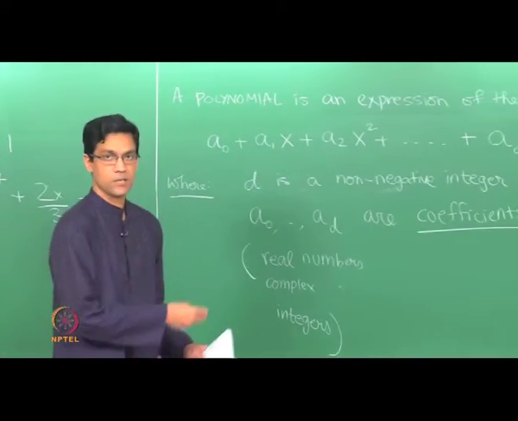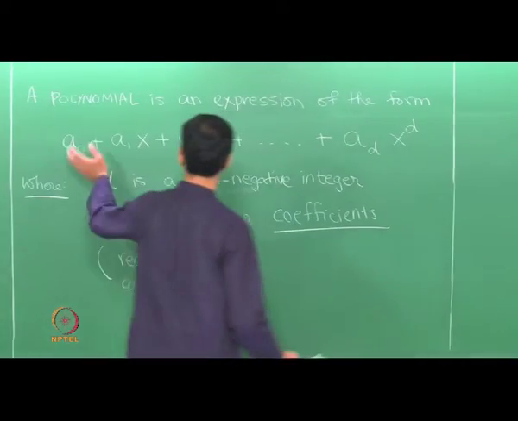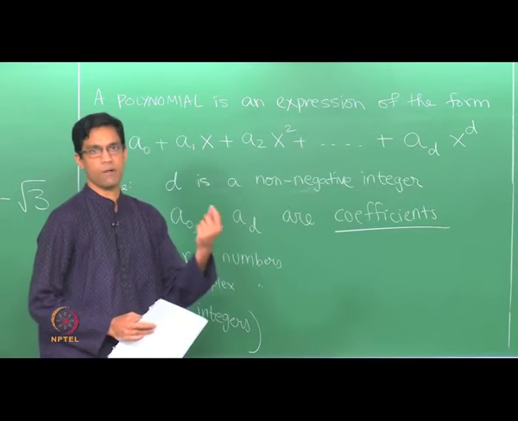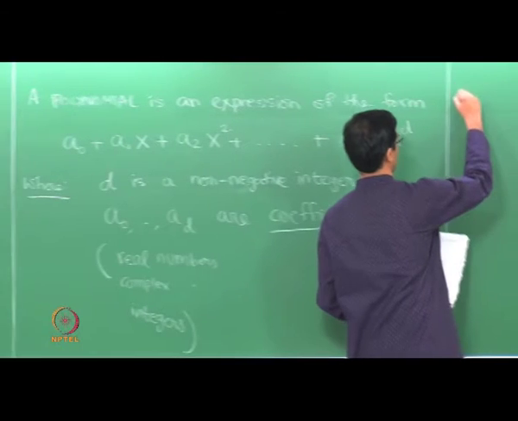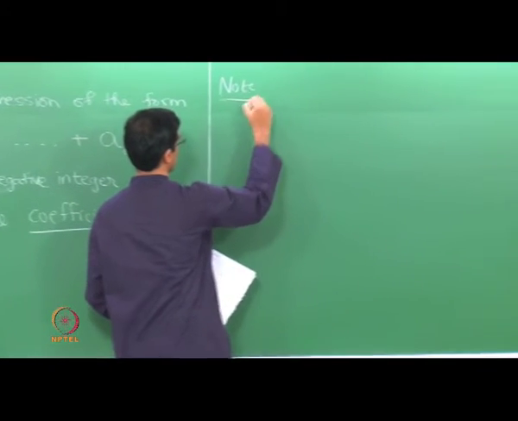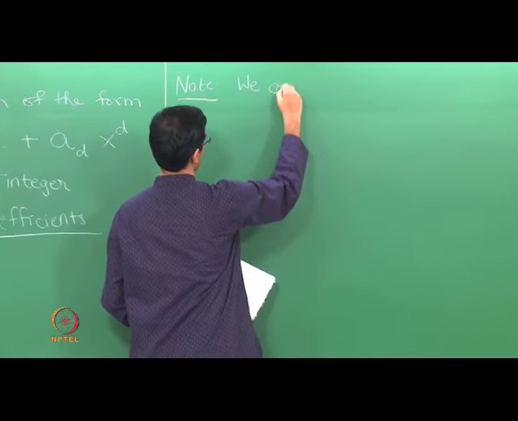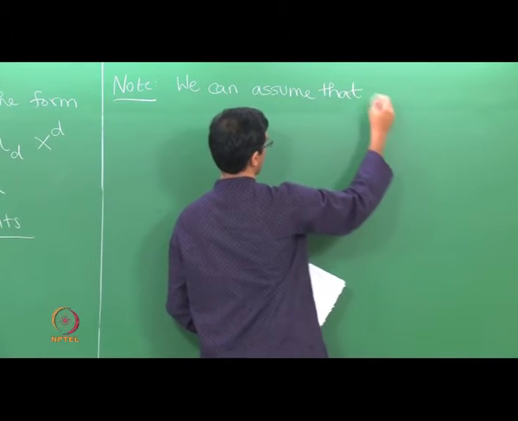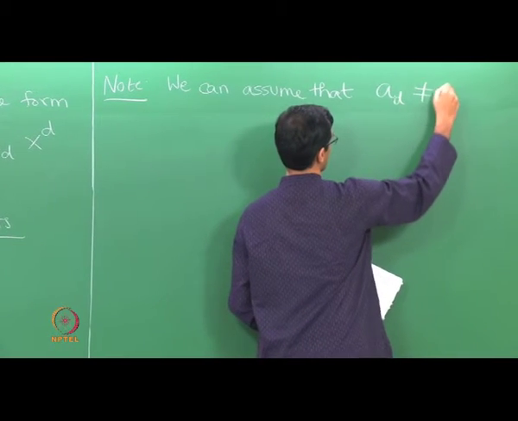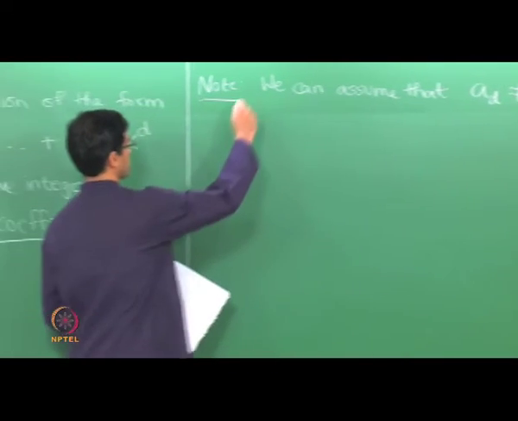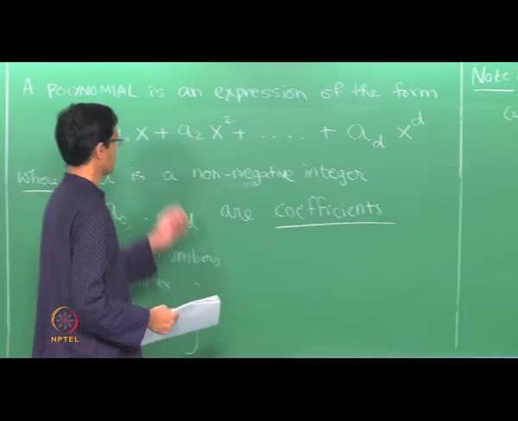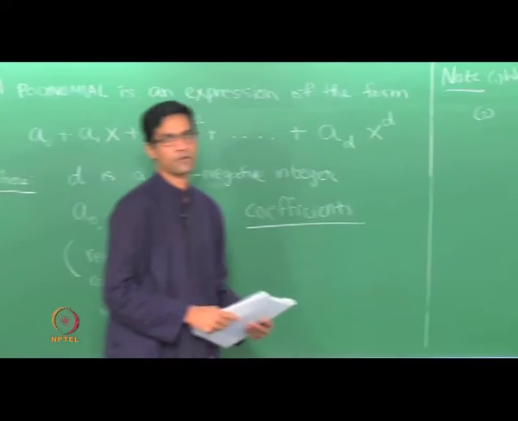Now, this number d here: observe that when you have a combination of powers of x, you can always assume that d is the largest power of x which appears. So, here are various small observations. Note that we can assume that ad is not 0. That is the first observation. We can always assume that d is the largest power which appears. Point number 2, some of the other ai's could very well be 0. We are not forbidding that.